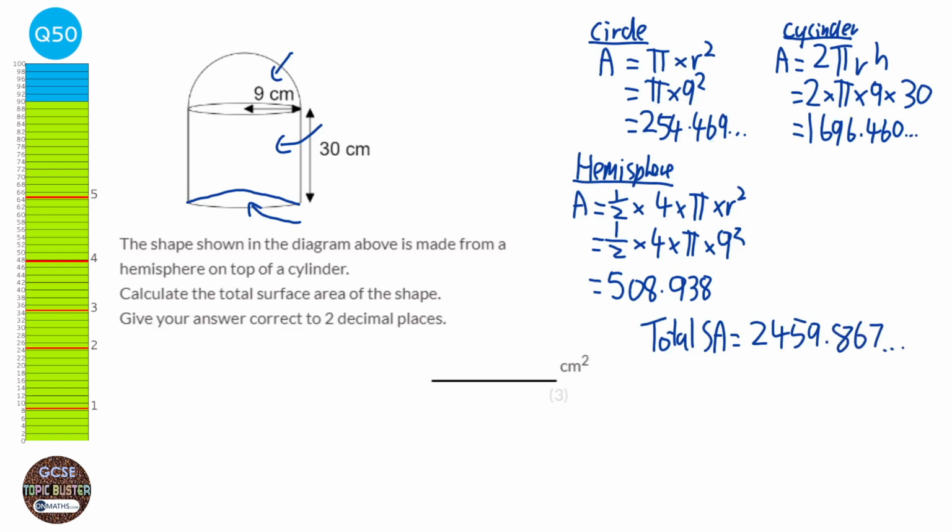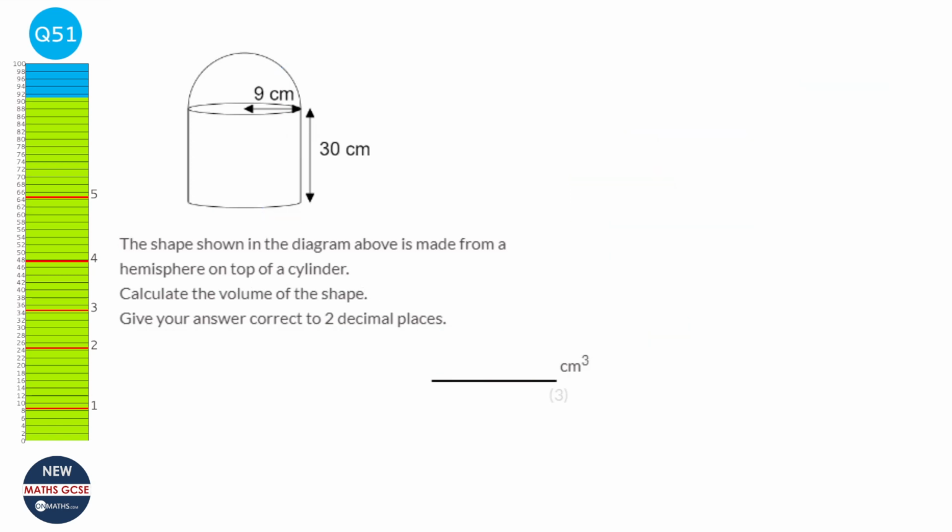I've not done that because it would waste a bit of time for a video, but make sure you write it down. It says it wants it to 2 decimal places, so that will be 2,459.87 centimeters squared. There are 2 shapes we need to find the volume of. There's this cylinder here and this hemisphere here.